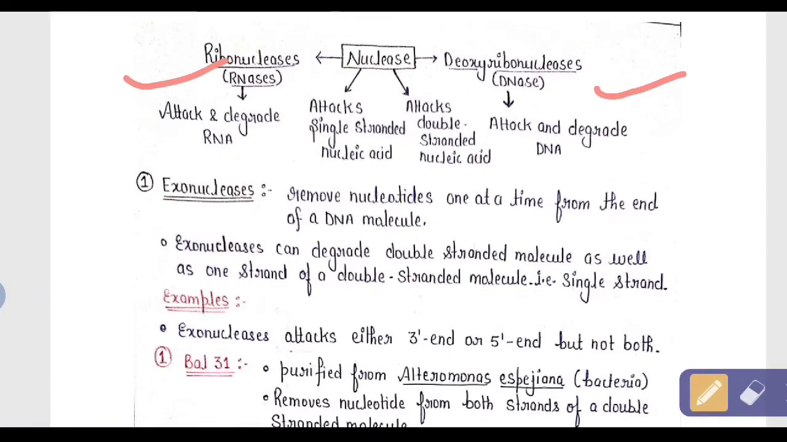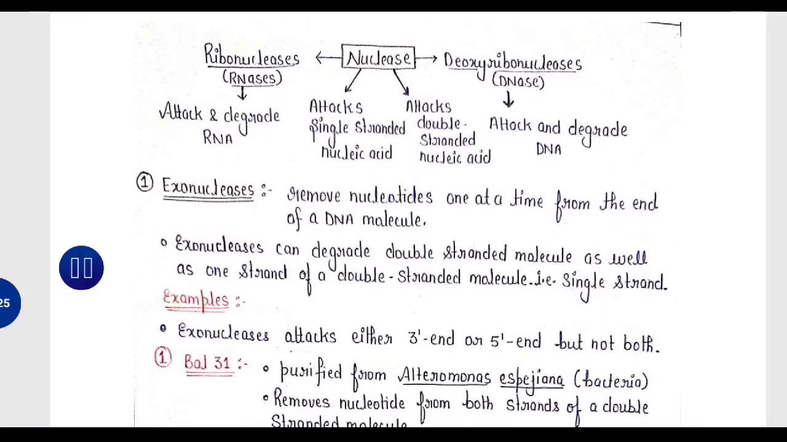deoxyribonucleases. Now there are certain nucleases which only attack single-stranded nucleic acids. And then there are certain nucleases which only attack double-stranded DNA or RNA molecules. Further, there are certain nucleases which attack both types, meaning they attack single-stranded nucleic acids and double-stranded nucleic acids also. So they act differently on different nucleic acids. We have certain examples for all of these kinds, right?